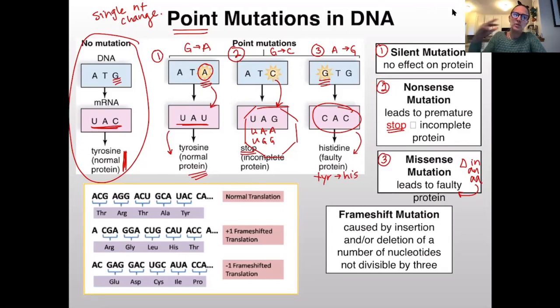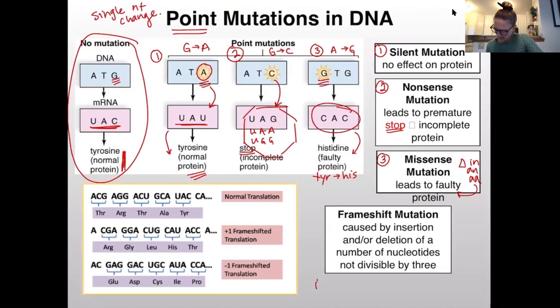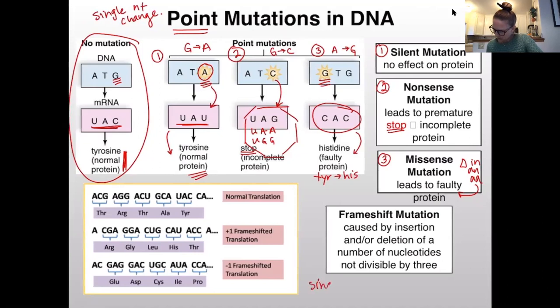Another kind of, so those are the three main point mutations. However, you can also get a single change in the DNA by a single nucleotide insertion or a deletion, right? And that will lead to what's called a frame shift mutation, right? So a frame shift mutation is caused by an insertion or a deletion of any number of nucleotides that is not divisible by 3, right?